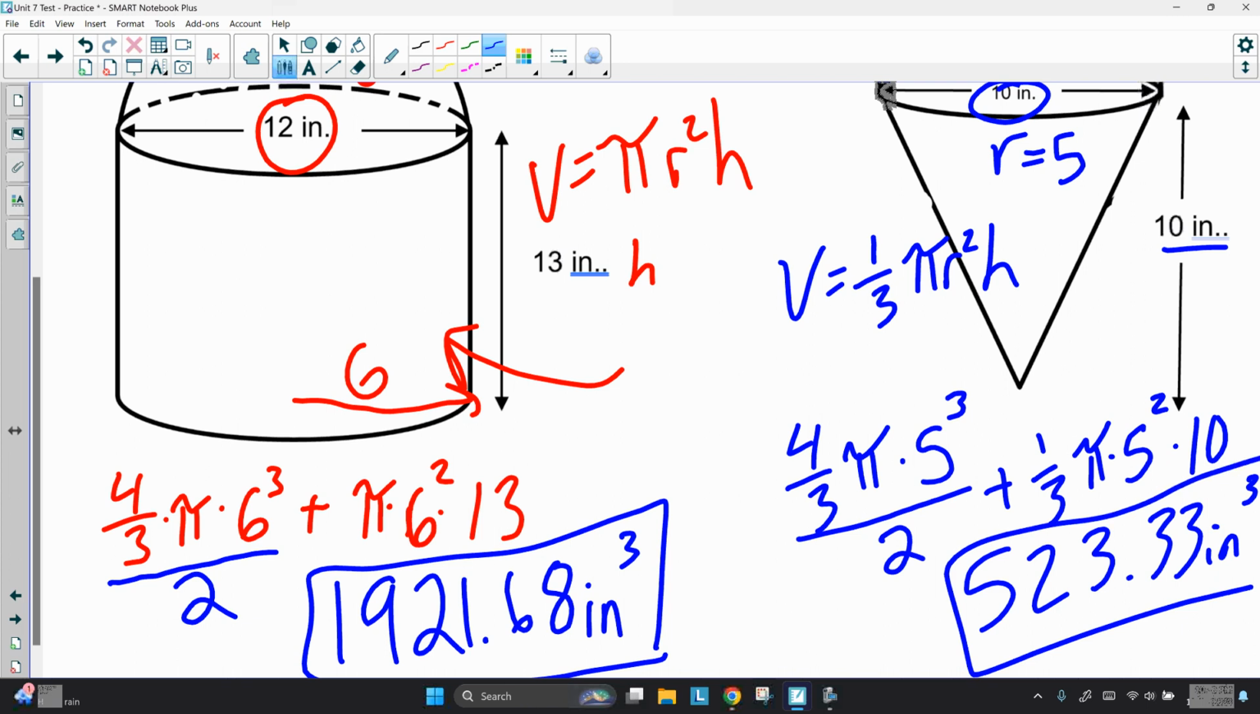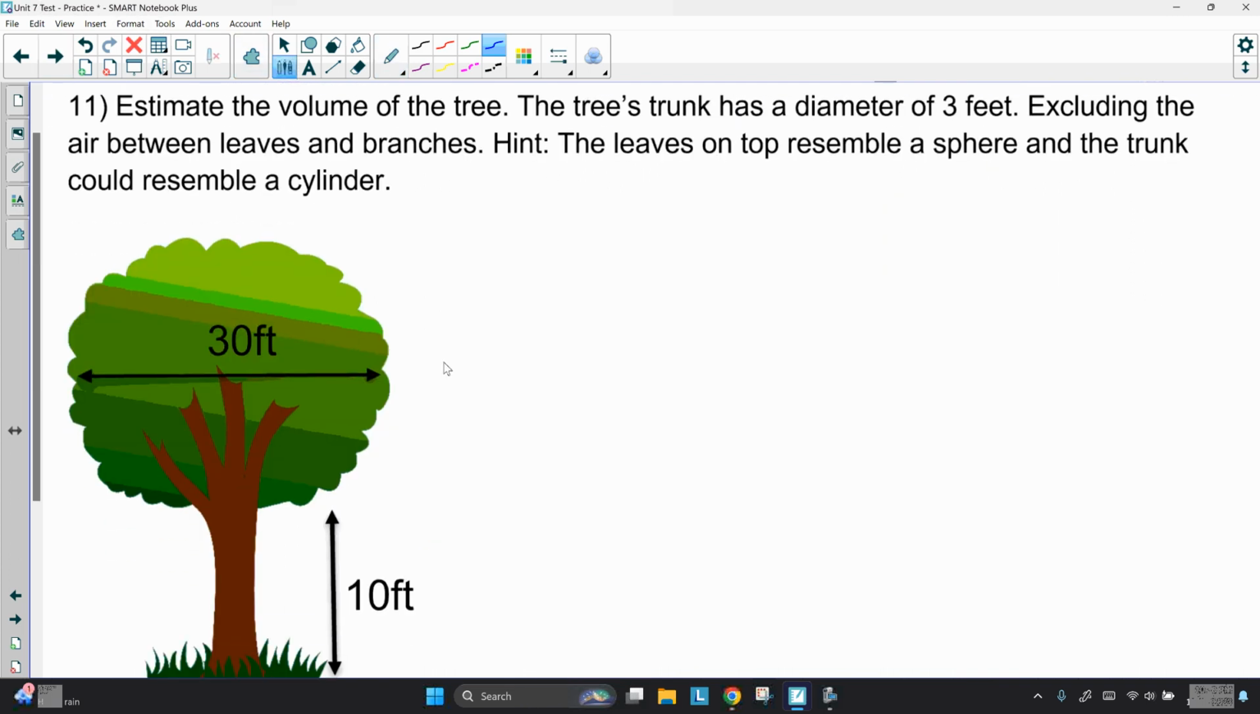Alright, let's see. What's next? A tree. Estimate the volume of the tree. The tree's trunk has a diameter of 3 feet. We better add that right down here. 3 equals the diameter, excluding the air between the leaves and branches. Hence, the leaves on top resemble a sphere. I guess they're pretty much telling us what shape to use. And the trunk could resemble a cylinder. Cylinder and sphere.